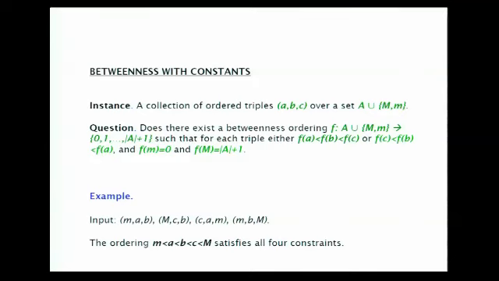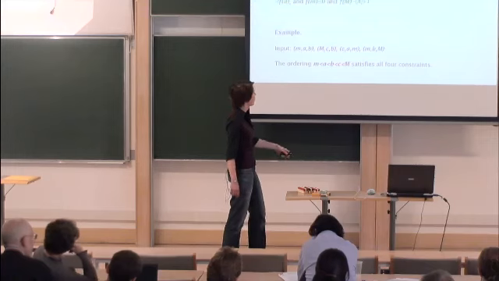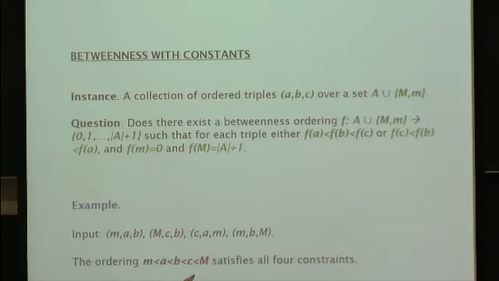And here's an example. You're given 4 constraints, and this ordering, m is less than A is less than B is less than C is less than capital M, satisfies all 4 constraints, because lowercase m is less than A is less than B. Then for the second constraint, you have B is less than C is less than uppercase M. The same holds for the third constraint, and then for the fourth constraint, you again have that lowercase m is less than B is less than uppercase M.